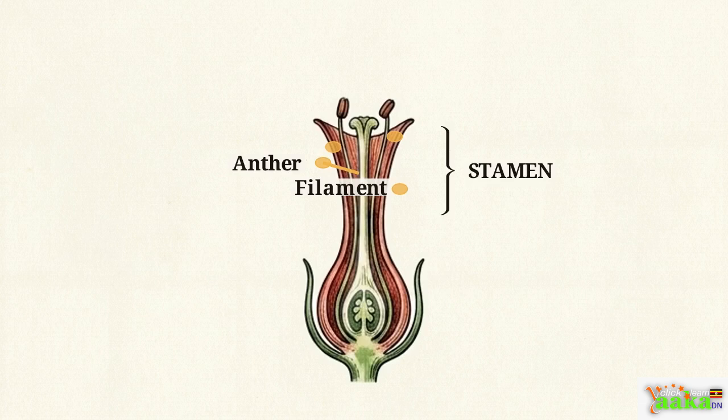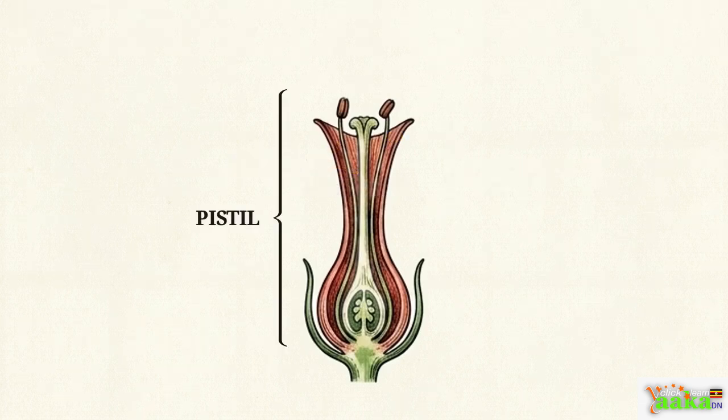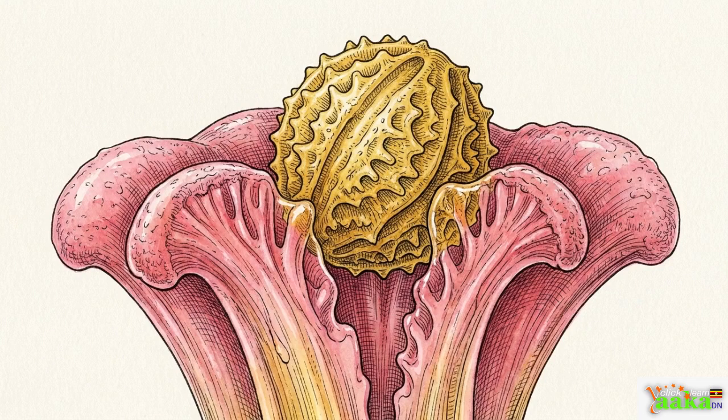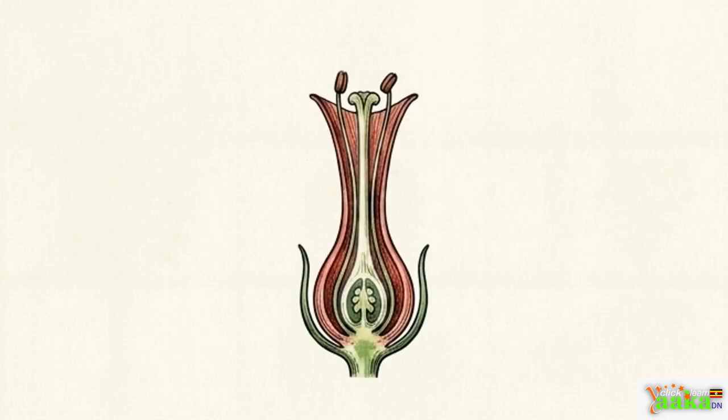The central female structure is the pistil. At the top, the sticky stigma catches pollen. The style tube connects the stigma down to the swollen ovary, which contains the ovules that will become seeds. A flower's visual features are a functional mechanism designed to facilitate the delivery of male cells to female eggs. When pollen transfers from the anther to the stigma, fertilization occurs inside the ovary.